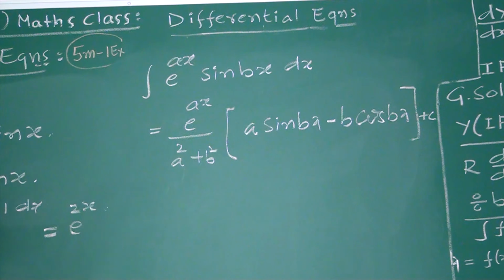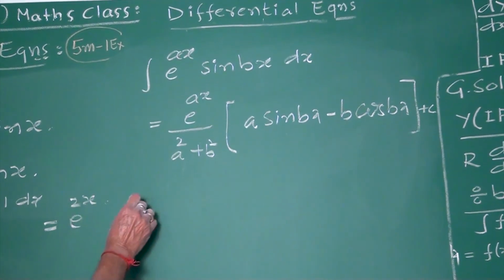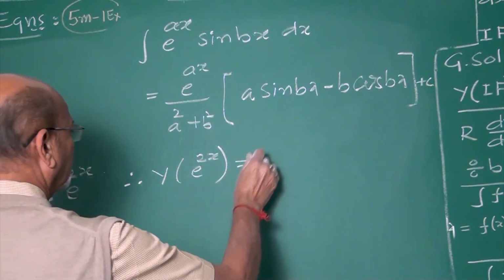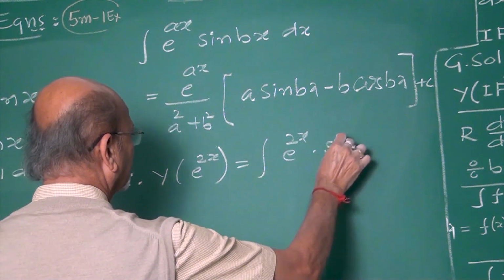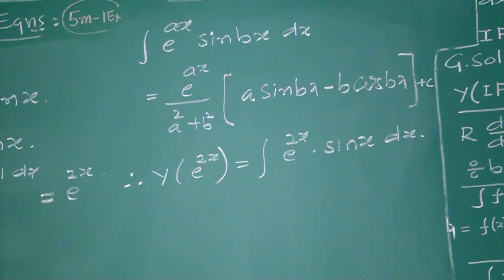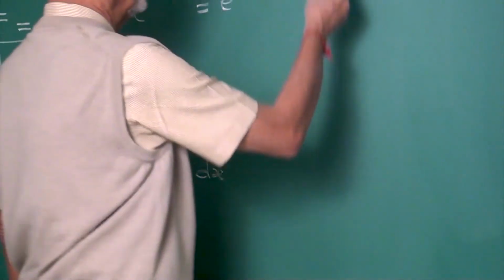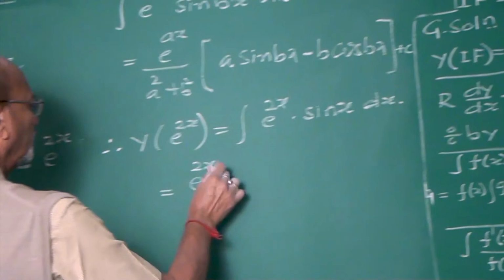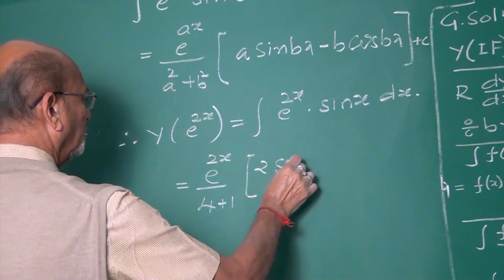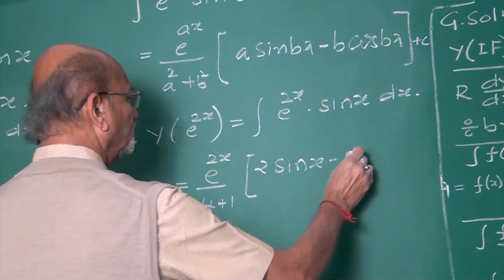The integral of e to the power ax into sine bx dx is e to the power ax upon a square plus b square into a sine bx minus b cos bx. Therefore, this is y into e to the power 2x. Our integral is e to the power 2x into sine x. Apply this formula: e to the power 2x upon a square 4 plus b square 1, into a sine bx minus b, which is 1, into cos x.